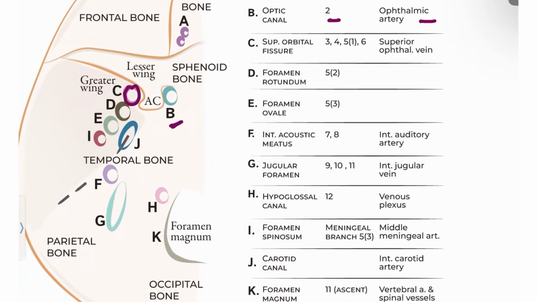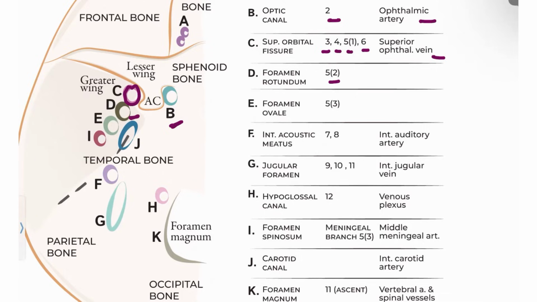Here you can see the superior orbital fissure. All the main nerves, like the third, fourth, fifth, and sixth, are coming from here. The superior ophthalmic vein is also passing here. Next, this is the foramen rotundum. Here, the fifth nerve's second branch, the trigeminal second branch, is coming from here.